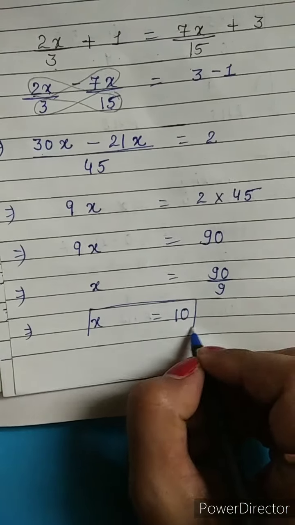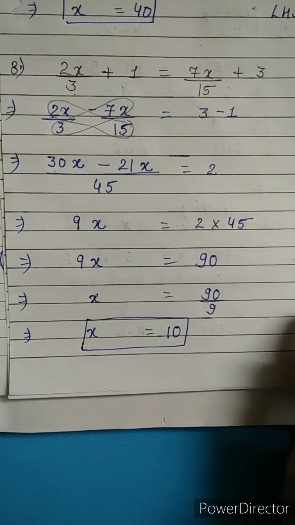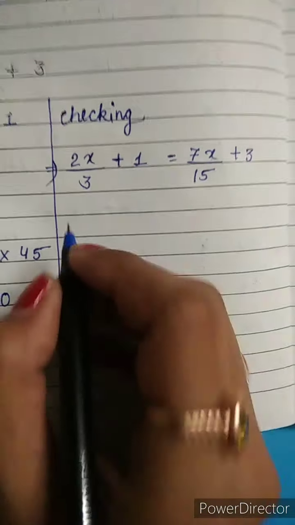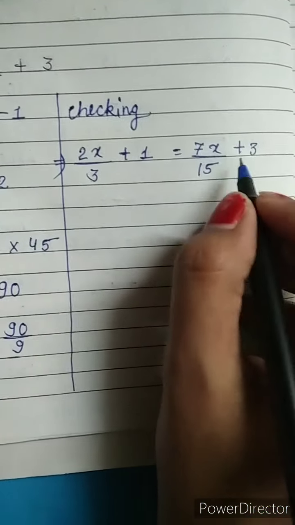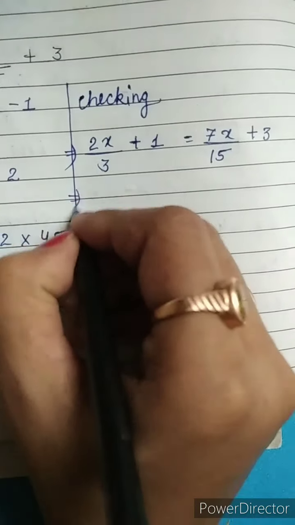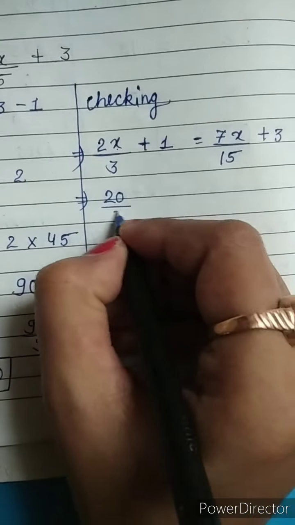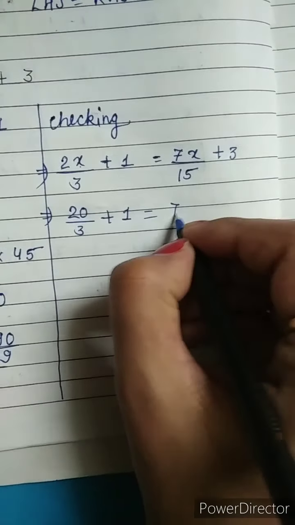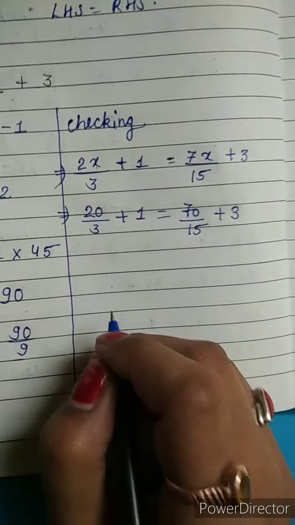Okay, what we taken the value of x? 10. Now we have to check its answer. For checking, firstly we have to write its equation, that is 2x by 3 plus 1 is equal to 7x by 15 plus 3. We taken x value as 10, so 2 into 10 it's 20 by 3 plus 1 as it is. 7 into 10 is 70 by 15 plus 3 as it is.